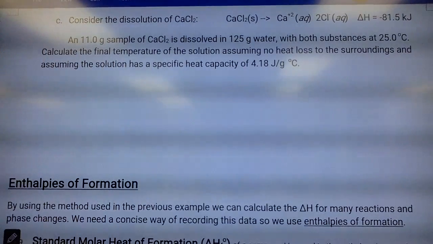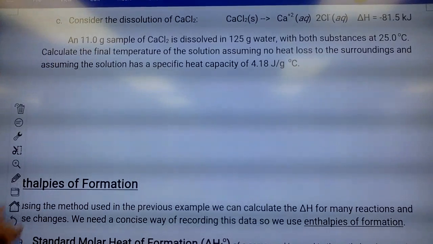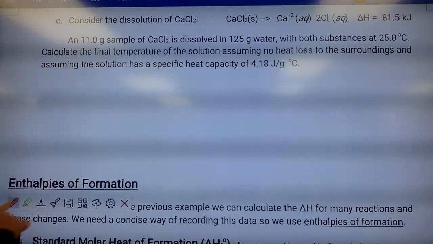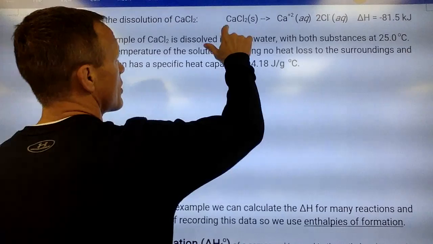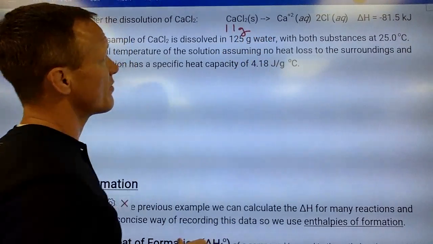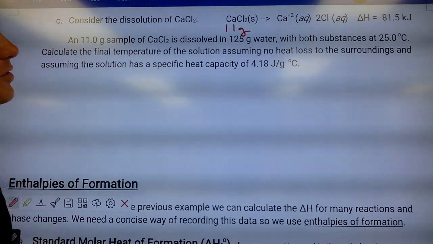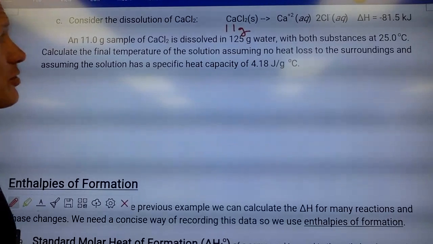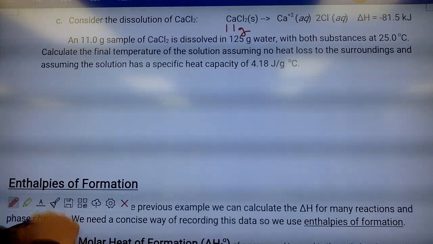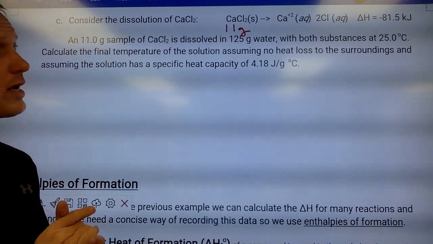Here's one more example question. We've got 11 grams of calcium chloride dissolved in 125 grams of water. Both substances are at 25 degrees Celsius. Calculate the final temperature of the solution, assuming no heat loss to the surroundings, and assuming the solution has a specific heat capacity of 4.18.